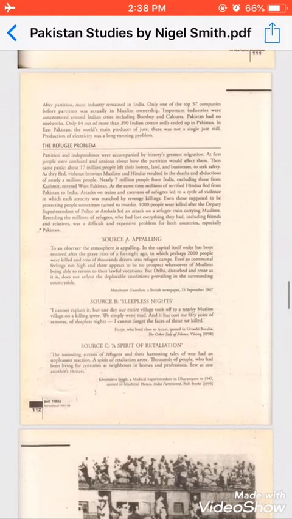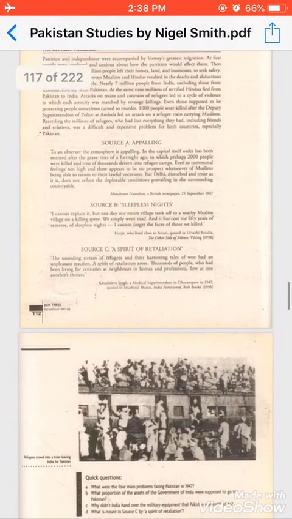Then the most important problem that Pakistan had to face was the refugee problem. Now, all of you know that when the partition took place, Muslims from India came to Pakistan and Hindus from Pakistan went to India. But the number of Muslims coming from India was very, very huge. Partition and independence were accompanied by history's greatest migration. And if you see independent news outlets, you'll see that this partition was one of the greatest in the history of the world. At first, people were confused and anxious about how the partition would affect them. Then came panic. About 17 million people left their homes, land, and businesses.